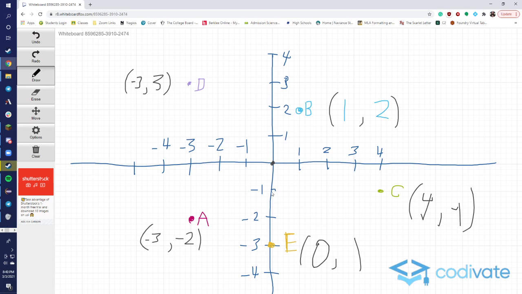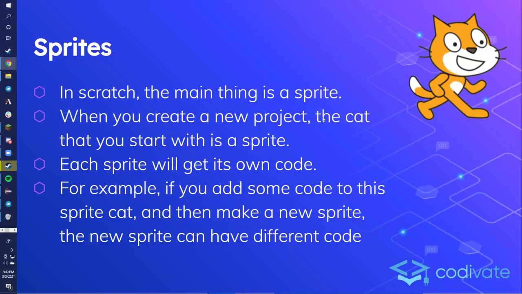And then to go from here down to E, you'd have to go down 3 steps. Or you can see that E matches up with the number -3 here, and you could write that. That was just a little bit more practice on how the coordinate plane works, because it's very important to understand for Scratch. Okay, moving on.